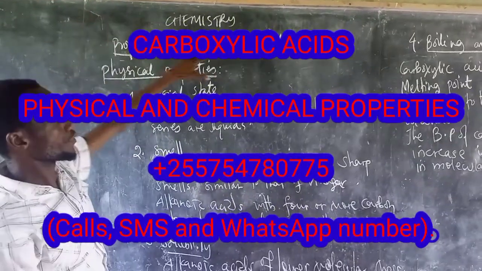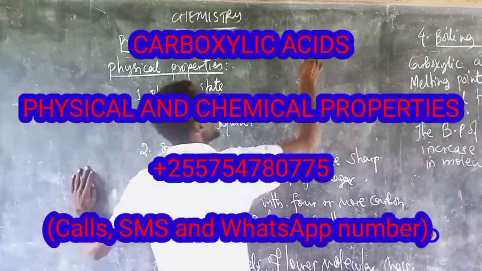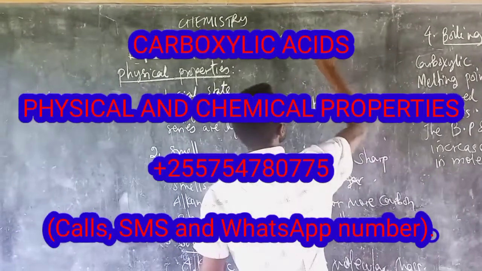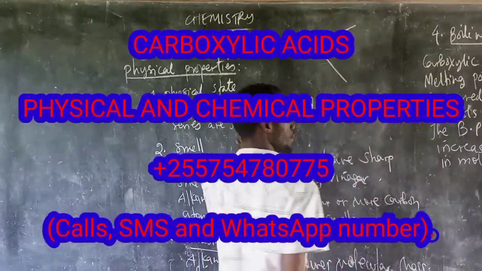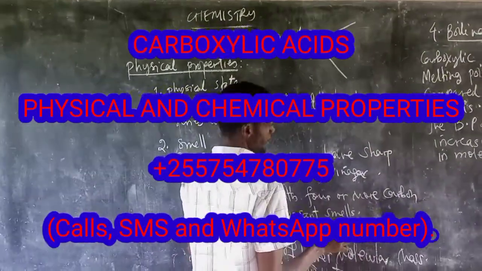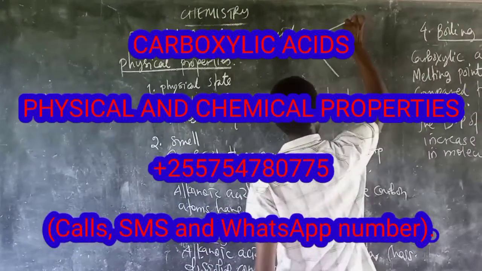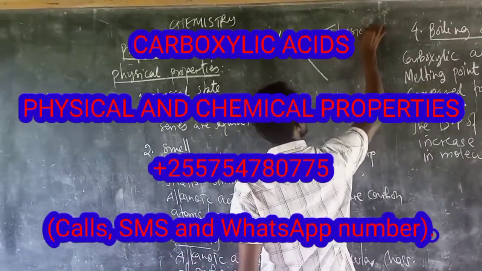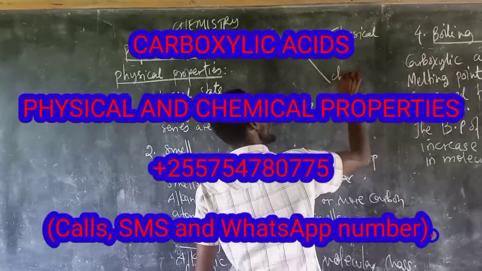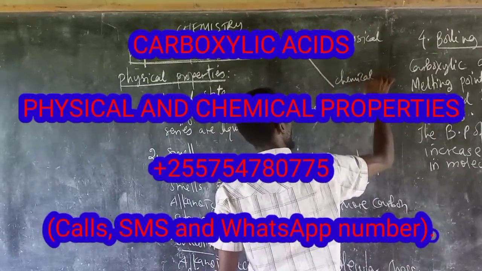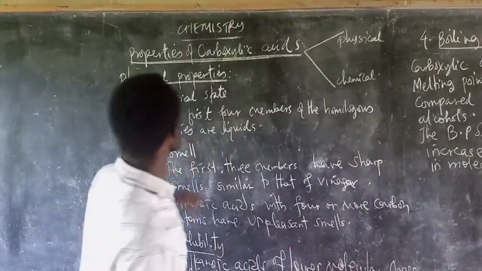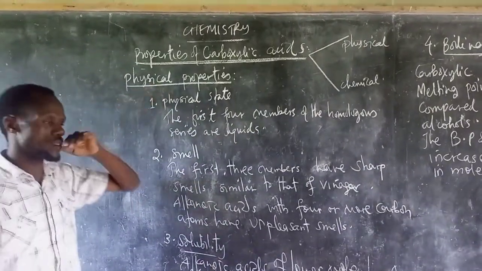Acid, we have properties of carboxylic acid. Properties of carboxylic acid are divided into two parts. One is all about physical properties, and secondly is all about chemical properties. But for today, we just want to talk about physical properties.